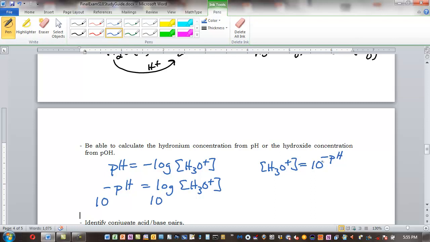We can do the same thing for hydroxide from pOH. Same rearranging of the equation, and you end up with a similar equation: hydroxide is 10 raised to the negative pOH power. And don't forget that pH plus pOH is equal to 14. So we can always convert: if you're given pOH but you want hydronium, you'd probably want to get the pH first before you get the hydronium.